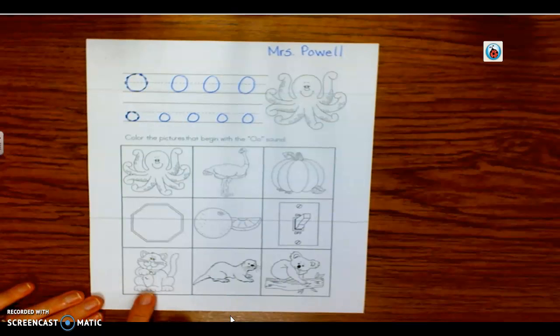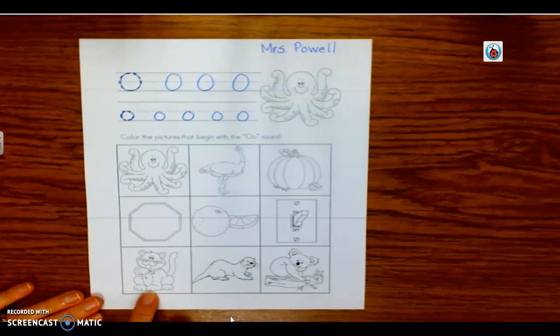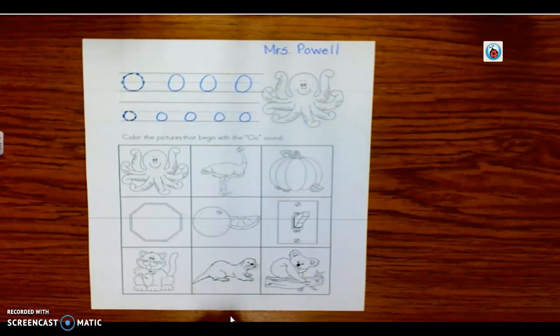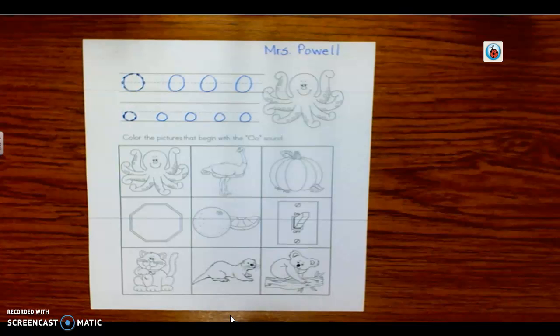All right, on our bottom row, we have a cat. Does cat begin with O? No. What about otter? Yes, otter begins with the letter O, so you're going to color it. What about koala bear? No. He does not begin with an O, so we're not going to color that one.